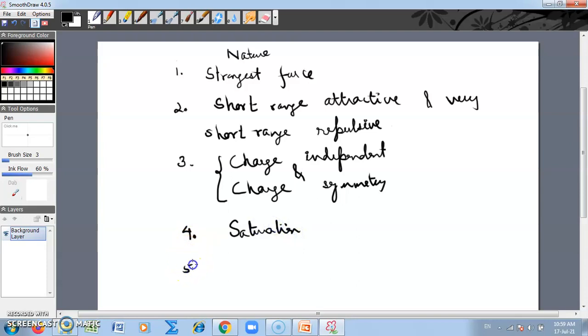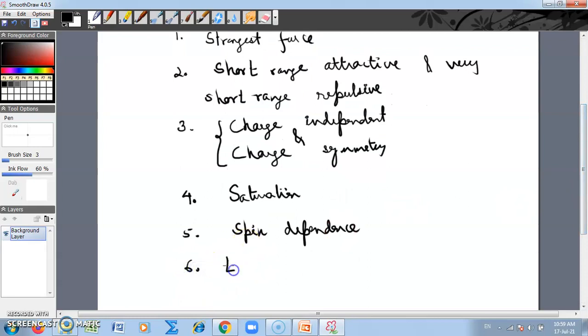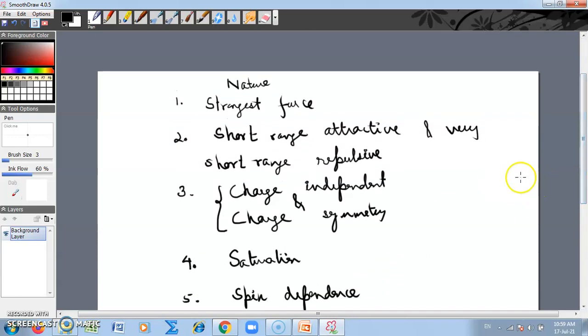Number 4 is saturation. Number 5 is spin dependence. And number 6 is exchange type. So I would like to once more elucidate point by point.